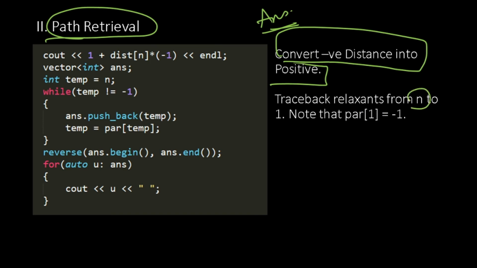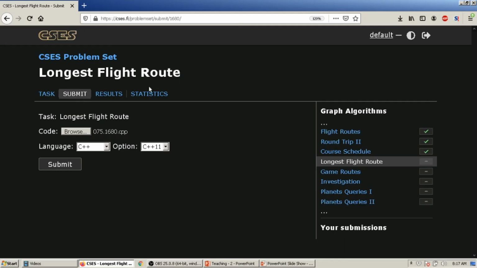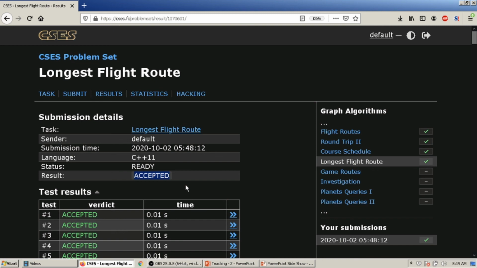Next, we'll have to trace back the relaxants from n to 1. So we'll start from n, then look at the parent of n, then the parent of that, and so on and so forth until we get to vertex number 1. So with that, our explanation is concluded. Let us go ahead and make a submission and see if we can get acceptance. Let's submit. So we got accepted.